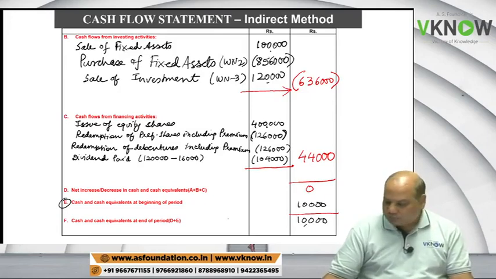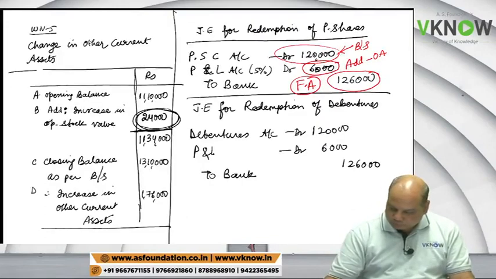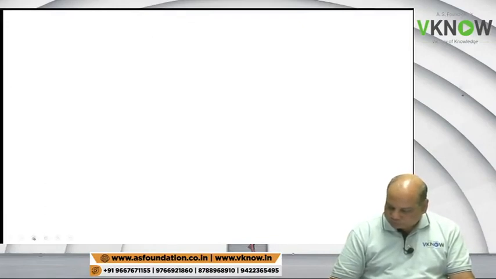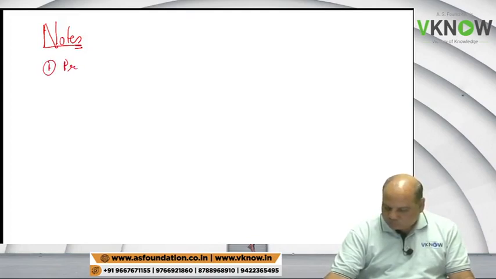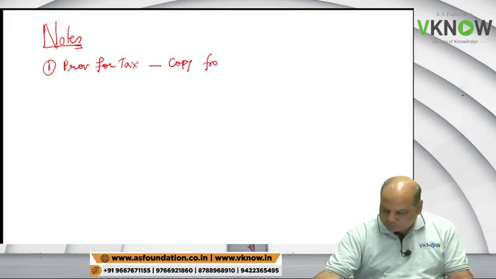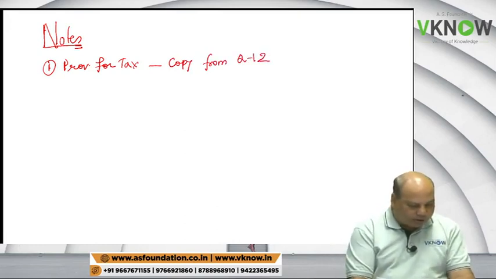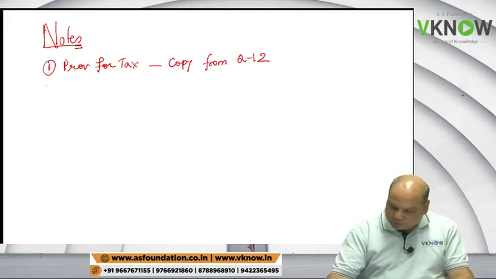So just write down notes. First write down provision for tax. So this note you will copy from question number 12. Already dictated to you, so no point in repeating. Copy from question number 12.